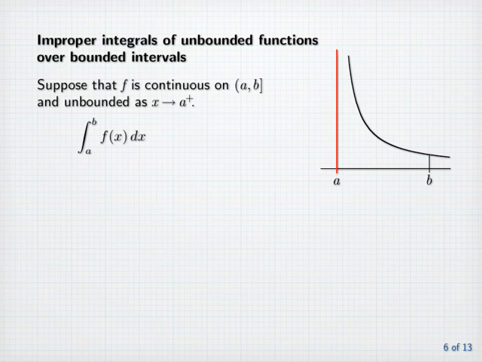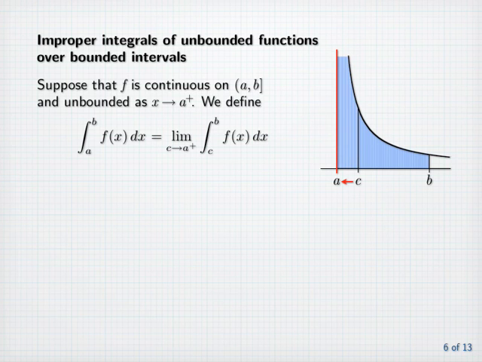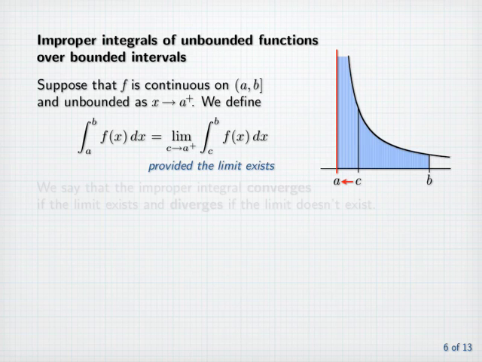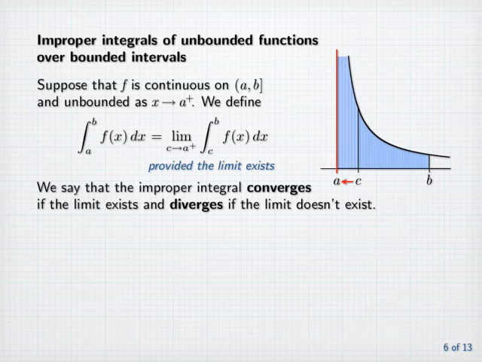Then we define the integral from a to b of f of x as follows. Let c be an arbitrary number between a and b, compute the integral from c to b, and take the limit as c approaches a from the right. That is, we define the integral from a to b of f of x dx to be the limit as c approaches a from the right of the integral from c to b of f of x dx, provided that the limit exists. We say that the improper integral converges if the limit exists, and diverges if the limit doesn't exist. We can interpret the value of a convergent integral of this type as the signed area of the unbounded region between the graph and the x-axis between a and b.